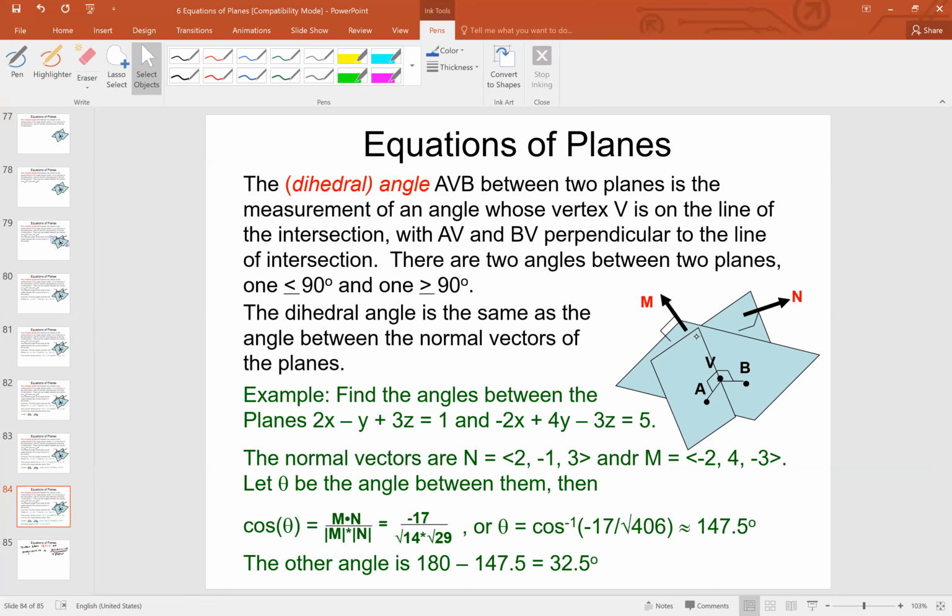So this is a brief introduction to the sections on equations of planes and normal vectors. Very important, the basis for a lot of things we are going to do about tangent planes. Okay, that's it.